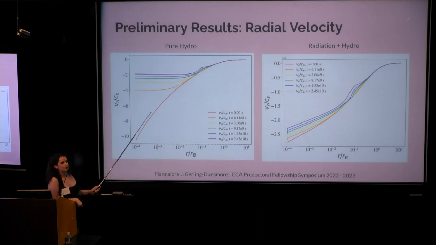So just checking to make sure there's plenty of time. So what we have here is you can see that initially in the pure hydro case, you have a much higher accretion rate, right? But that starts flattening out as the disk evolves. And that's what you would expect from Bondi accretion.